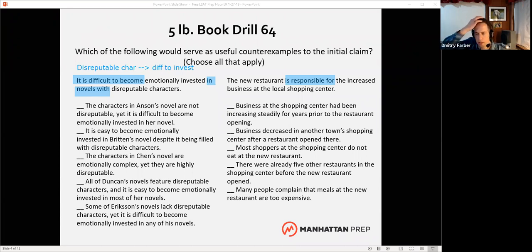You try to do the contrapositive. So what would the contrapositive be in this case? Right, for those who haven't seen a contrapositive, you flip and negate, right? So if I say if A then B, you could also say if not B then not A, right? If sugar makes something sweet, then if it's not sweet, there's no sugar, right? So if it's not difficult to invest, it's not disreputable. Now the contrapositive, is that something that goes against the conditional or does that go along with the conditional?